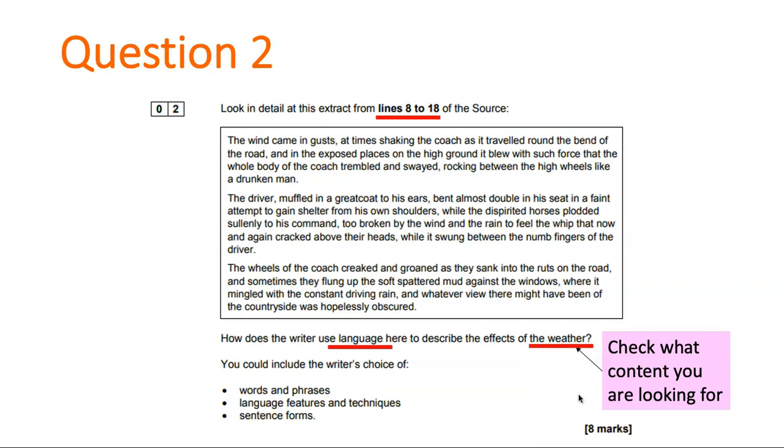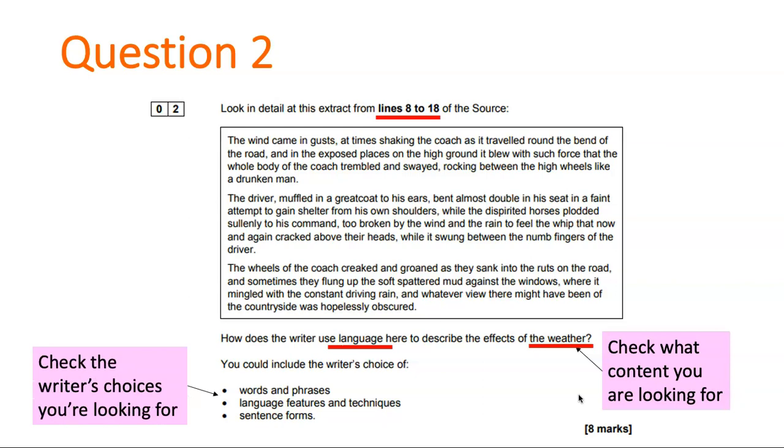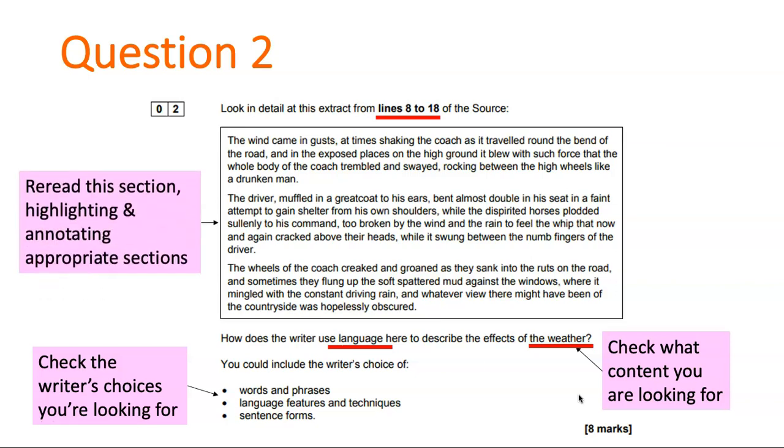So we know this question is all about the language the writer is using. It's du Maurier. We know the writer is du Maurier. And it's all about the weather as well. Then we're going to think about what you could include in your answer. So again, the examiners tell you it's words and phrases, language features and techniques, and then different sentence forms as well. After that, you're going to want to go through that extract and attack it with your highlighter and your pen. So you need those two things with you, and you need to be thinking, what can I find here to talk about? Okay, so metaphors, similes, etc.